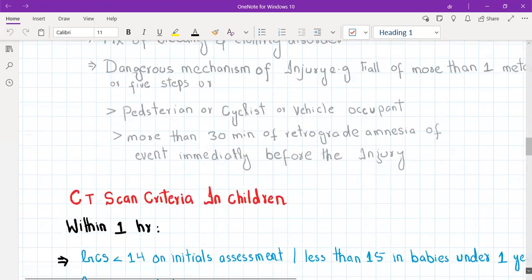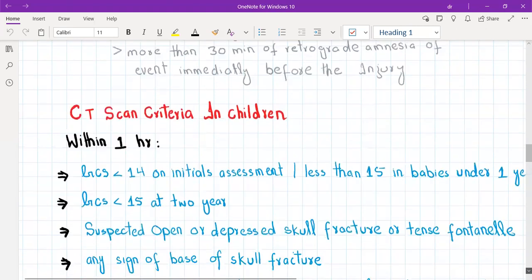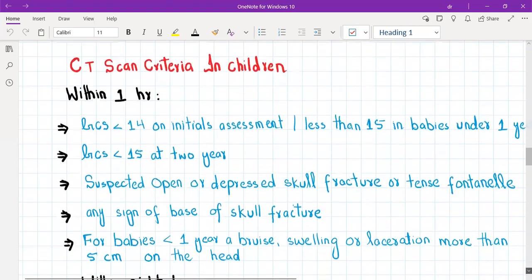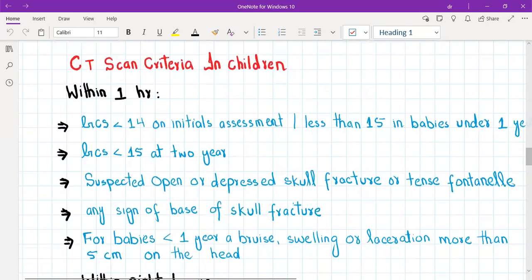Now we also have CT scan criteria in children that you also need to memorize. In children, it is different. Children means anyone below 16 years of age. In children, you have to perform a CT scan within 1 hour if GCS is less than 14 on initial assessment, and less than 15 in babies under 1 year.